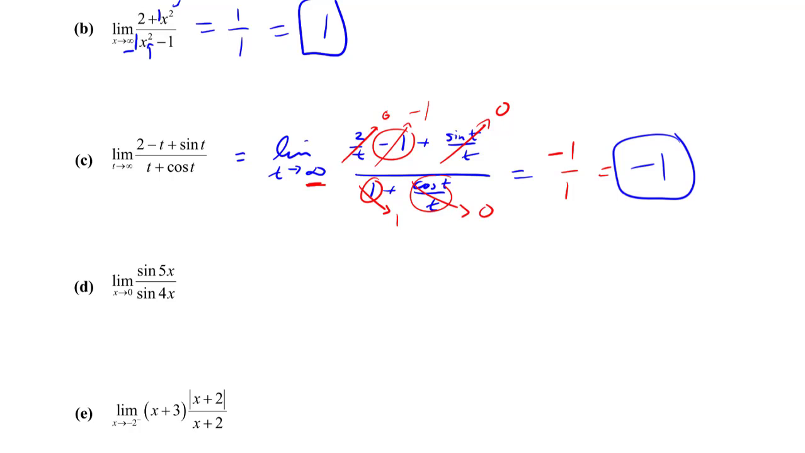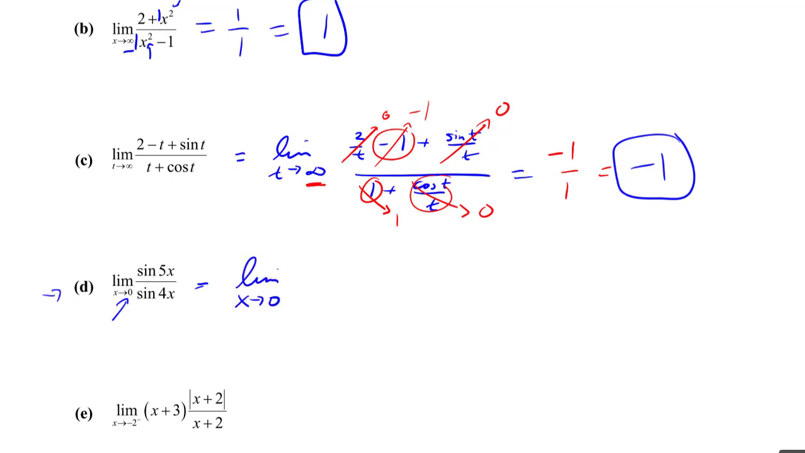So in D here, limit as x goes to 0 now. So I always have to be very careful looking at what the limit is going to. Sine 5x over sine 4x. It doesn't look like there's a lot I can do here because this is going to be a 0 over 0, but then I remember that special limit.